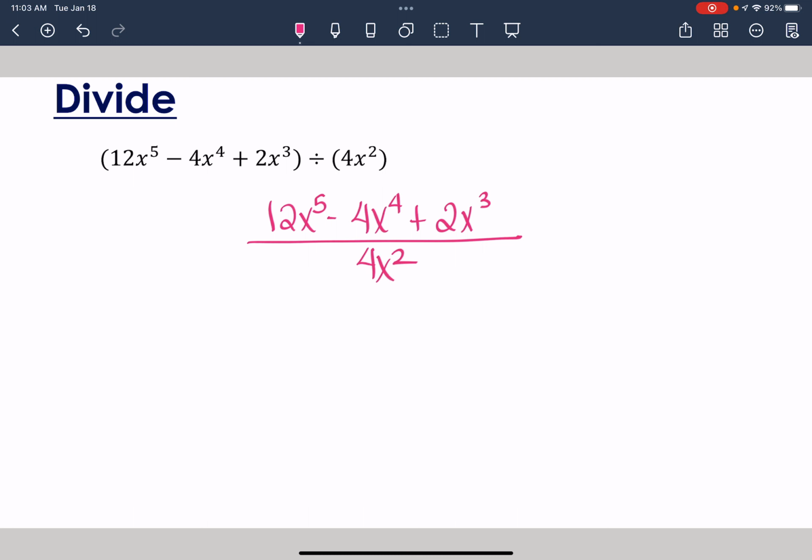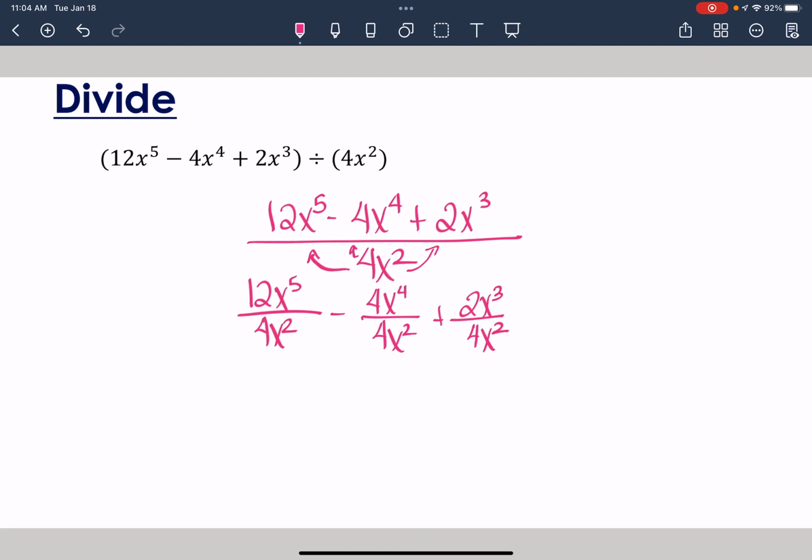So remember, the first step is we distribute this division to every term we have in the numerator. So this becomes 12x to the 5th over 4x squared minus 4x to the 4th over 4x squared plus 2x cubed over 4x squared.